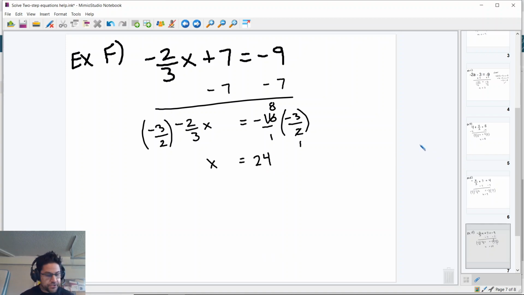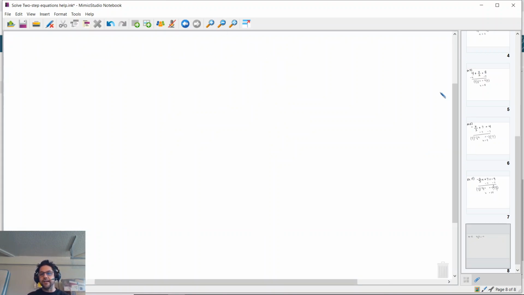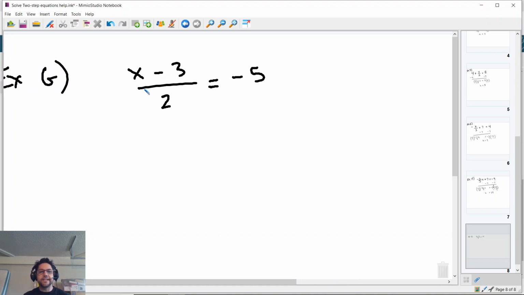All right, the last problem that you have on here is very similar to number 11 and 12 and 7 on your review worksheet. And that's how do we start if we have a different style fraction. So if you notice here, it's not x over 2, it's x subtract 3 over 2.